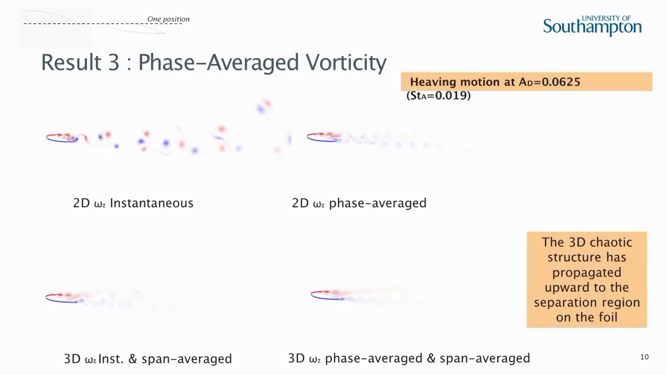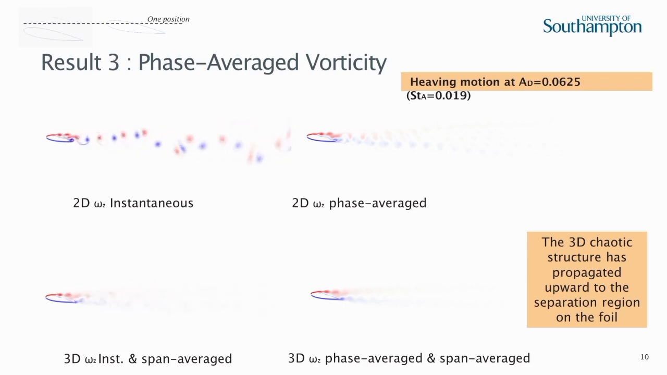So now we're looking at the phase average for TCT. What I'm doing here, on the two top pictures, is 2D simulations. It's the instantaneous one, and then I average based on the same position, the whole simulation. We call it the phase average. At the bottom, in the 3D simulation, I do the span-wise average, and then I do the same thing, the phase average.